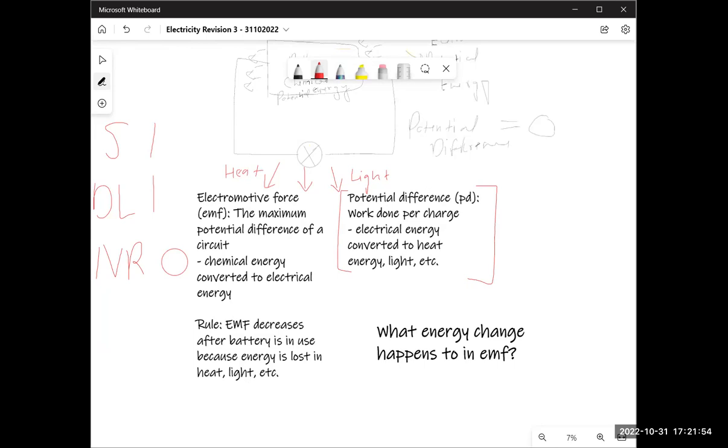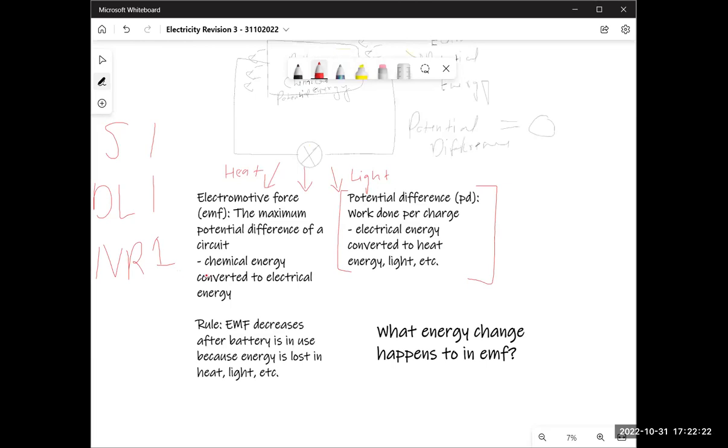Now, Sumaya, where's your answer in the chat? Rana, what is potential difference? Potential difference is work done per charge, electrical energy equivalent to heat energy, light, etc.